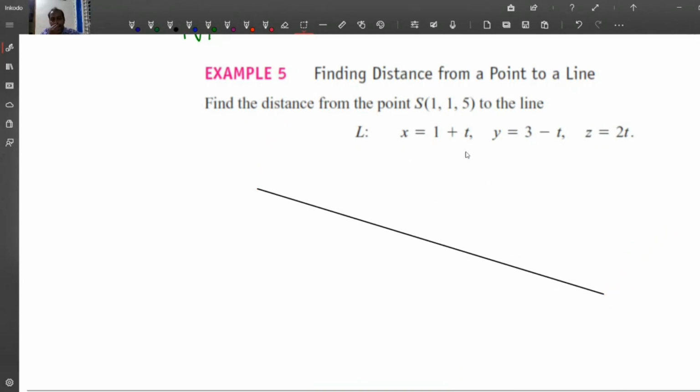Draw the line L. So this is your line L, and you have to find the distance from S, a point in space, (1, 1, 5). This is a point in space. So you have to find this distance.